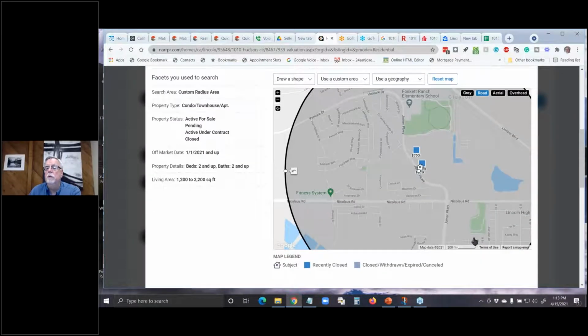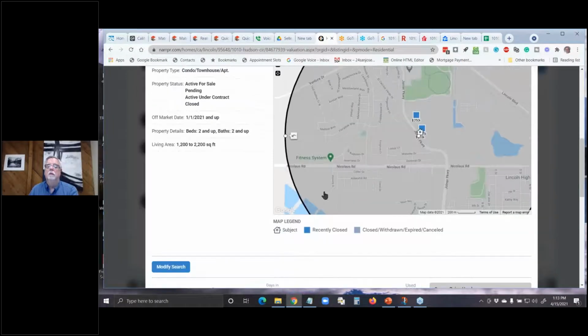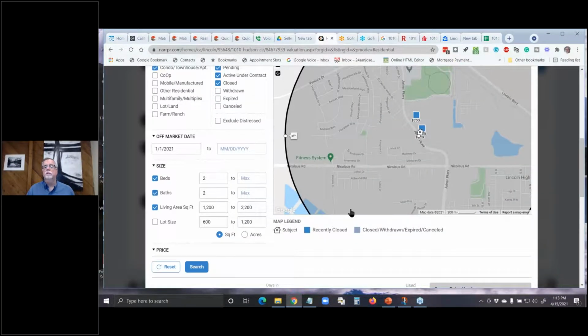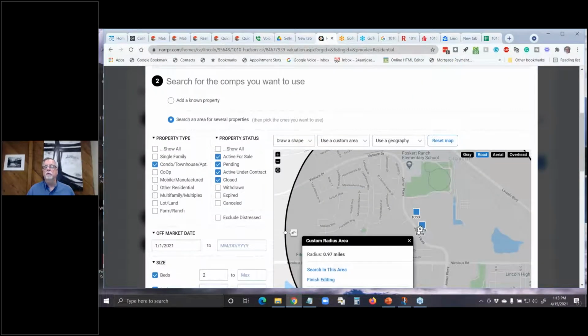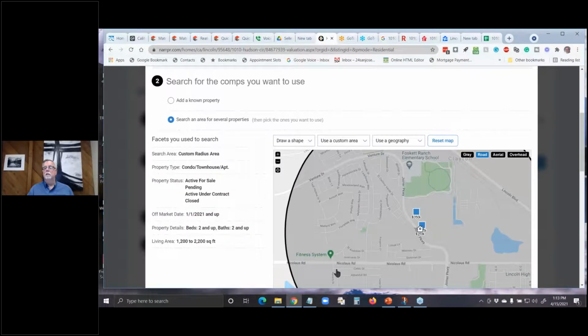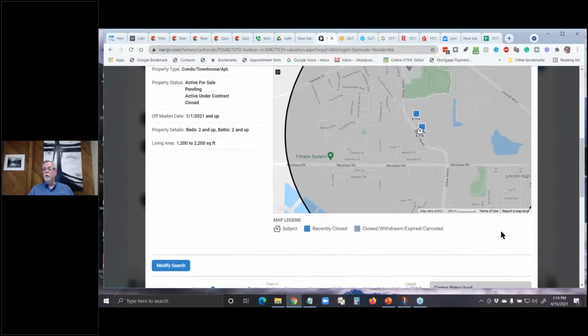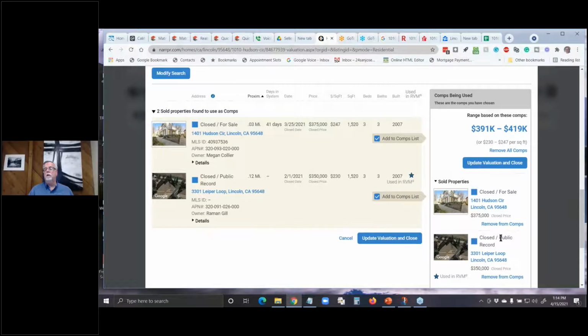Usually an appraiser won't go out more than a mile. And modify the search. Let me try it again. I think I went out too far. Search in this area. No, there's not a lot going on in this area. Those are the 2 comps. That's it, right? Update, valuation, and close.